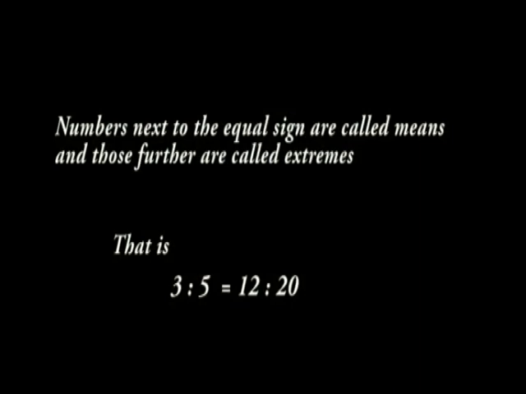In a proportion, the numbers next to the equal sign are called means, and those further are called extremes. That is, for the ratios 3 is to 5 as 12 is to 20, 3 and 20 are extremes, 5 and 12 are means. In a true proportion, the product of the means is equal to that of the extremes. That is, 3 times 20 is equal to 5 times 12.